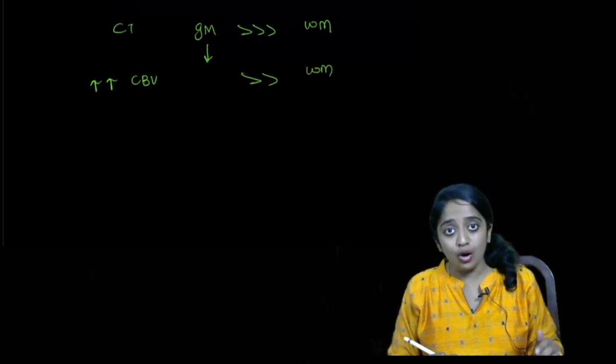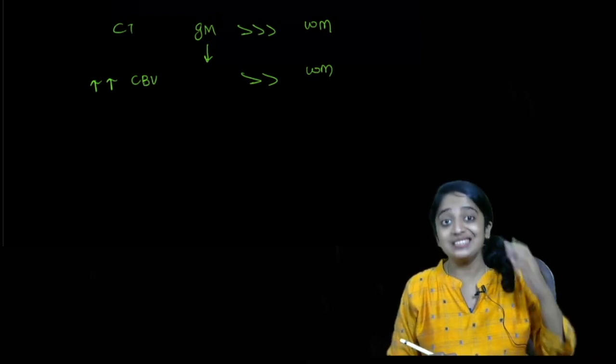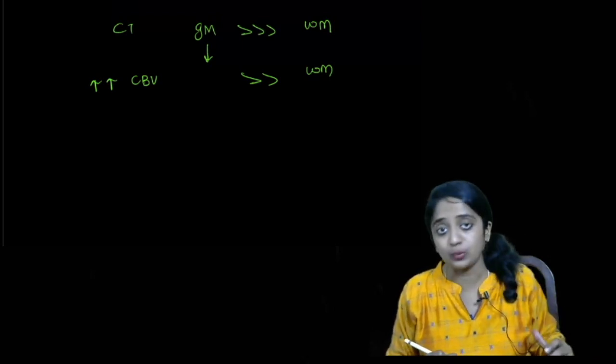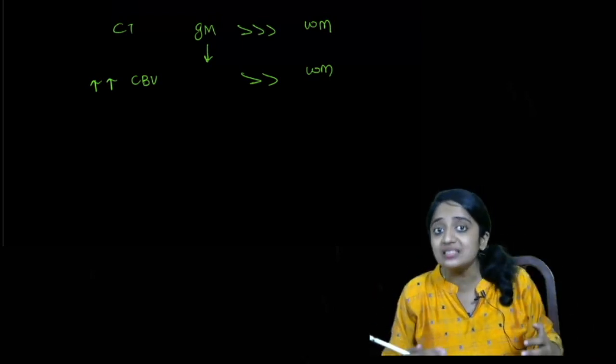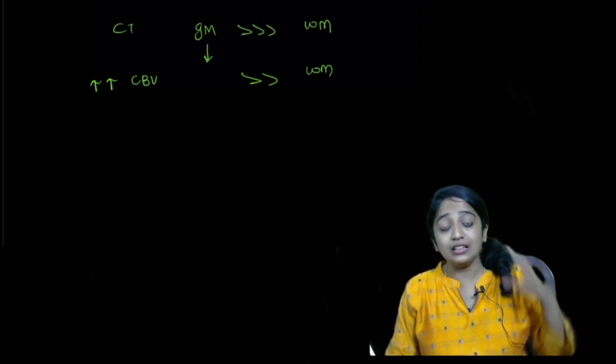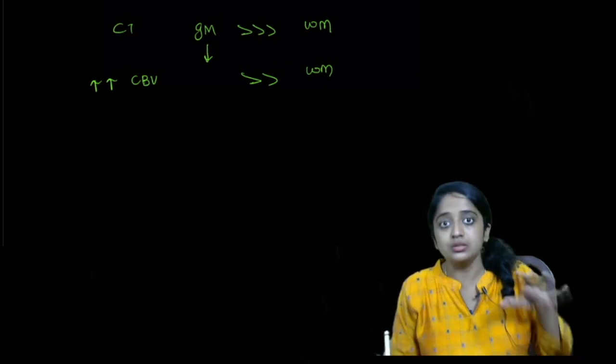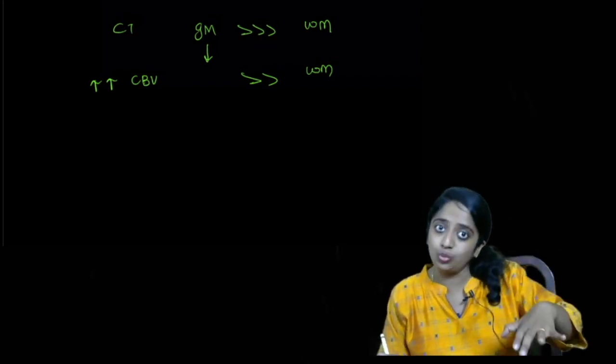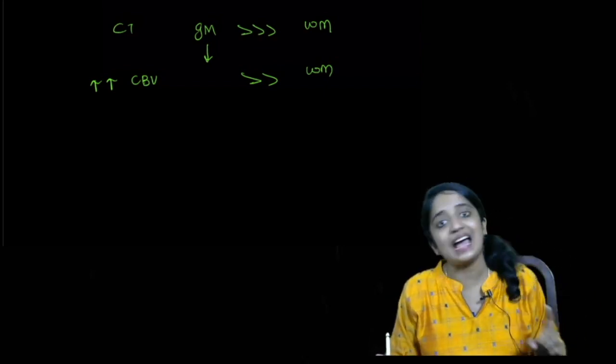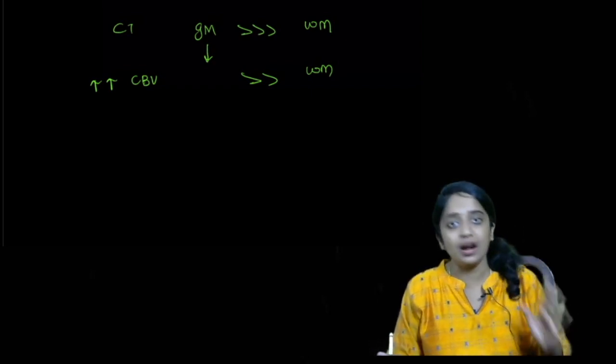So what happens in infarct, in ischemic stroke resulting in infarct? There is a decrease in the cerebral blood volume, and most of it is borne by the gray matter, so its hyperdensity decreases. This is the most acceptable hypothesis behind these findings.